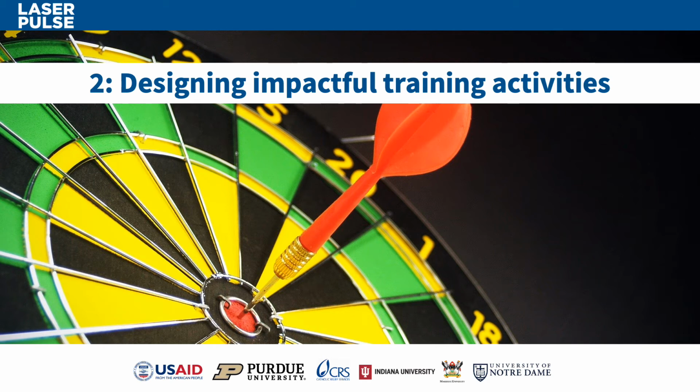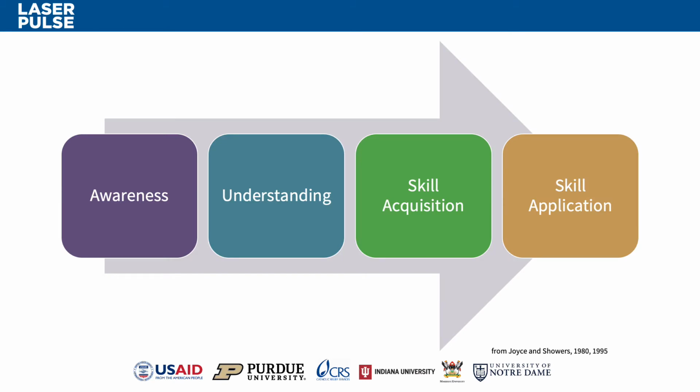This section of the module explores a framework to guide the design of your training activities. As people learn, they ideally progress from a general awareness of new information to a deeper conceptual understanding. They then acquire new skills and finally apply those skills in real-life situations. Let's take a closer look at each of these stages.